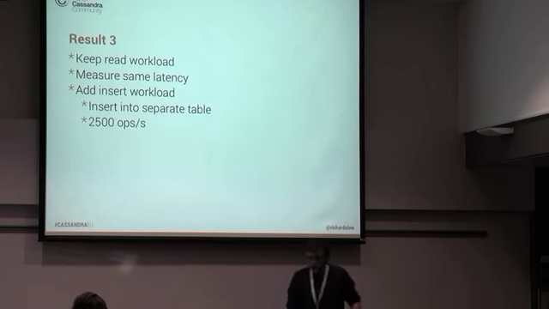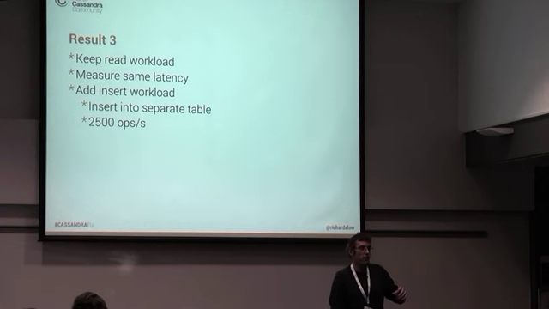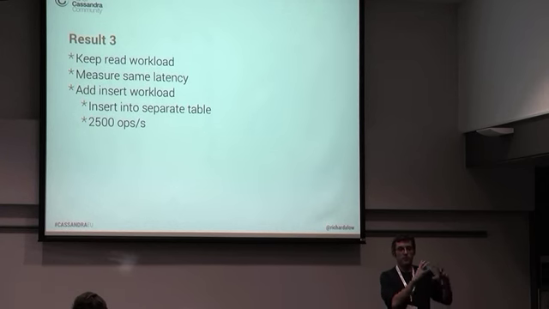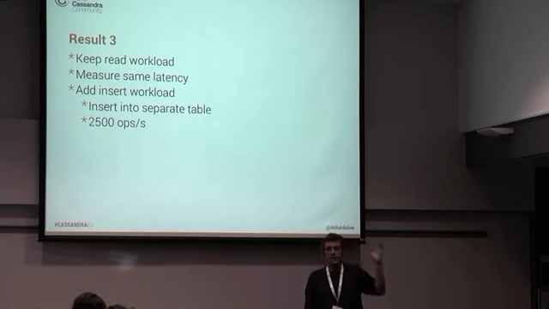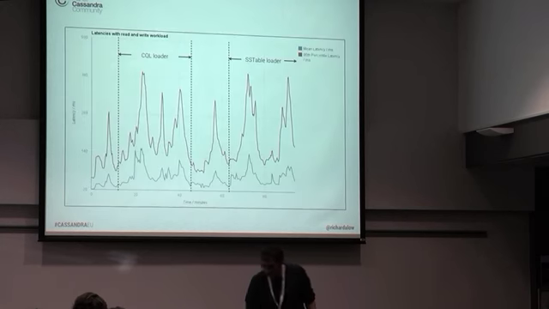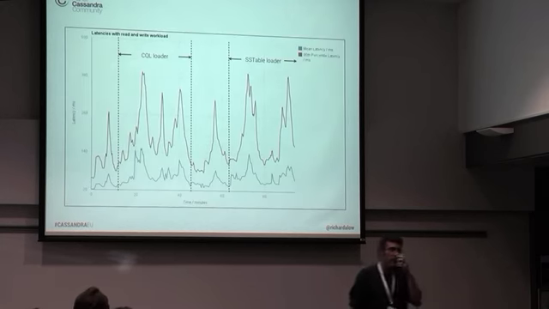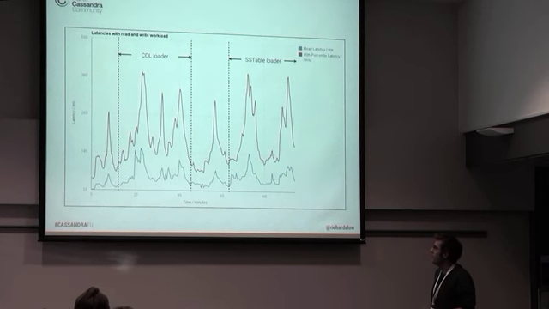So the final result was trying to say, well, okay, we've got some other tables on our Cassandra cluster doing loads of inserts. What happens there? But I'm still measuring the read latency. You normally care more about read latency than write latency. So I added 2,500 random inserts a second into another table, and I got this horrible graph. So this doesn't really show anything useful.